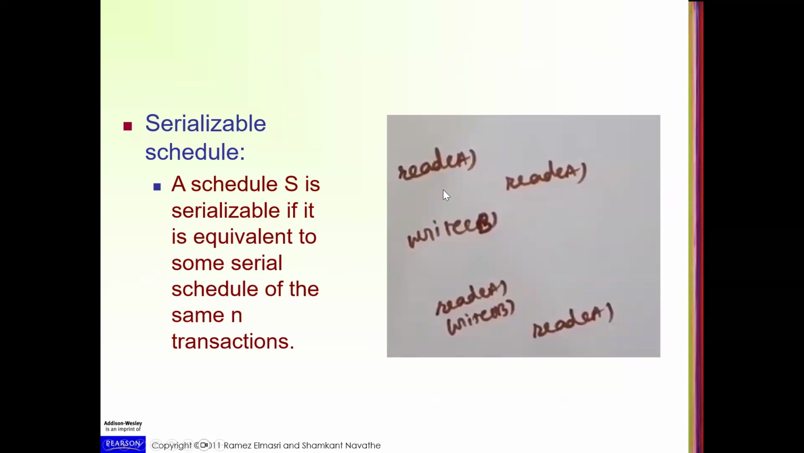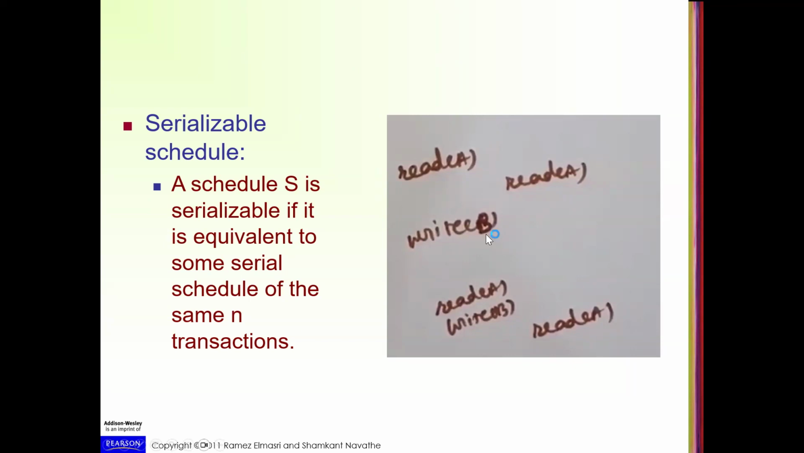The first transaction is also reading A. The second transaction is also reading A. So when you're reading and you're not writing, the order doesn't matter, right? For example, I am reading the newspaper. You are also reading the newspaper. I read first, the data is not changed. You read first, the data is not changed. So it doesn't matter whether you read first or I read first, it is the same.